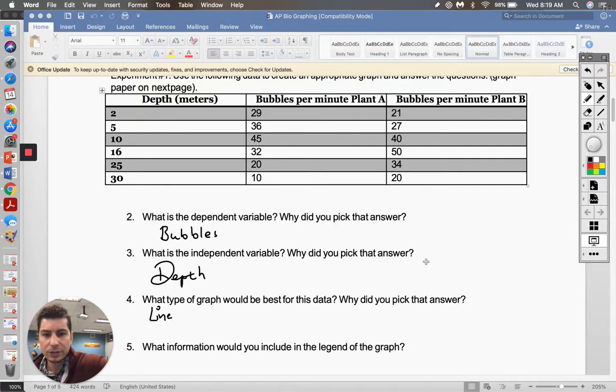For a legend, we have 2 different plants we're using here. I would probably have 2 different lines or 2 different colors. Okay, if you're using one color, you could do a solid line for plant A and a dotted line for plant B, or just use two different colors.